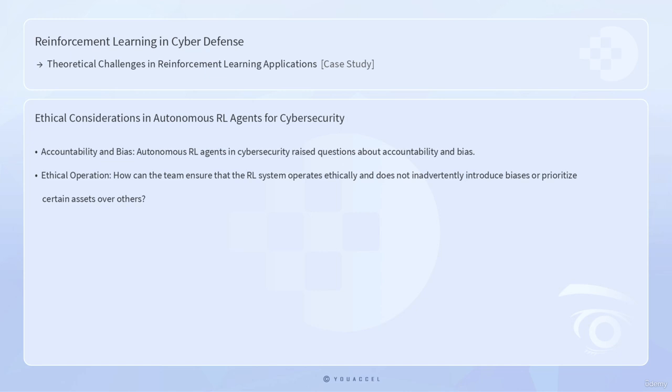Autonomous RL agents in cybersecurity raise questions about accountability and bias. How can the team ensure that the RL system operates ethically and does not inadvertently introduce biases or prioritize certain assets over others?